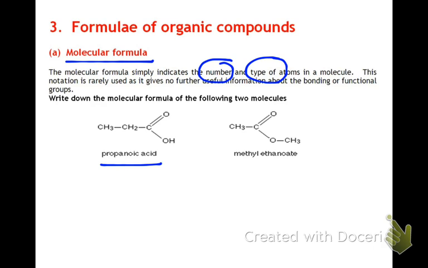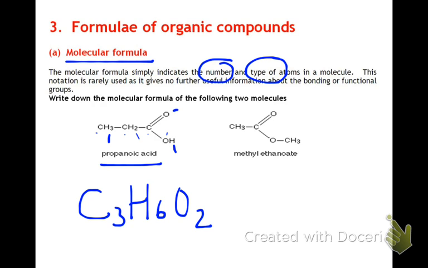We start off by looking at the carbon atoms, and we see that there's 1, 2, 3 carbon atoms, so C3. Hydrogen, there's 3 there, and 2 there is 5, and 1 there is 6. So it's H6, and there's 1, 2 oxygens, so O2. So C3H6O2 is the molecular formula for propanoic acid.